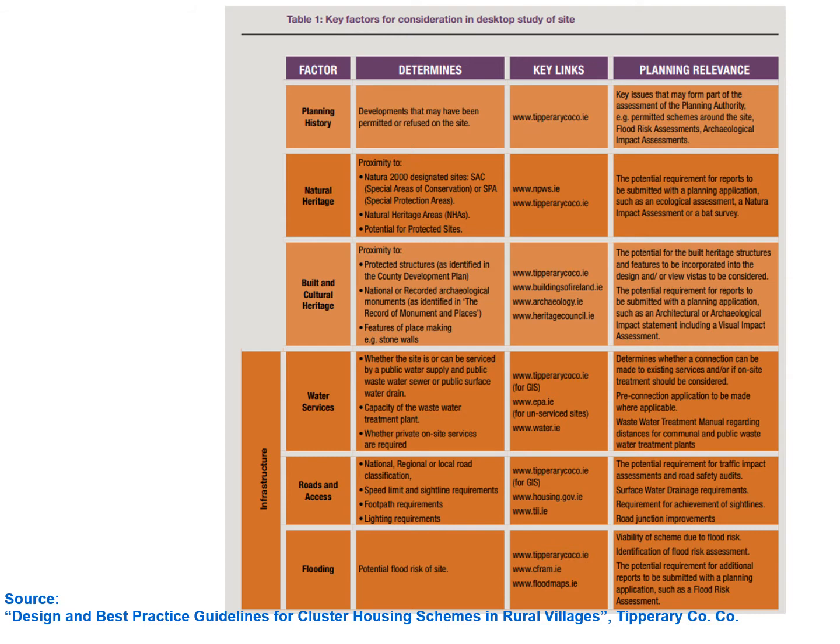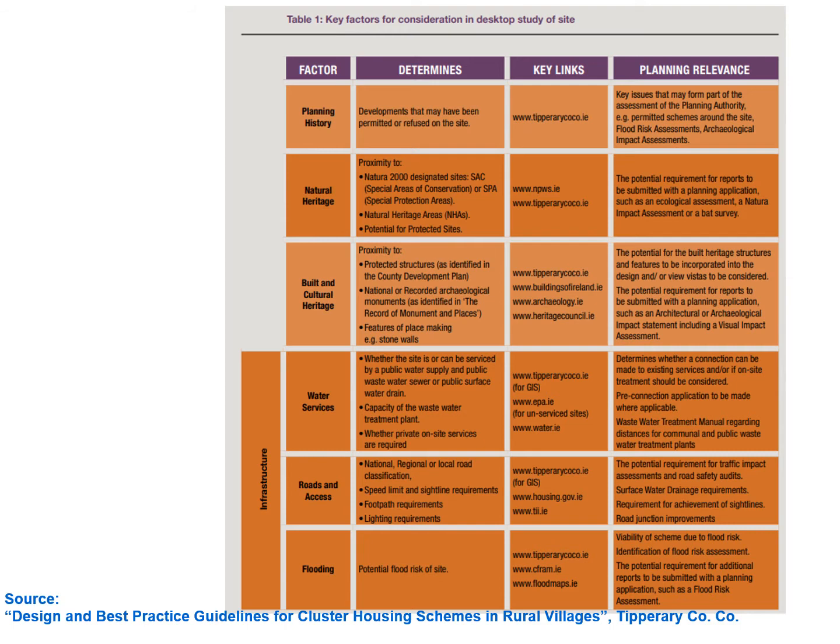So this is taken from a Tipperary County Council document on rural villages. The factors that are listed here are what is the planning history, what developments have previously been permitted or refused on the site, what is the natural heritage of the site, so what is the proximity to Natura 2000 designated sites. So these can be looked up online.